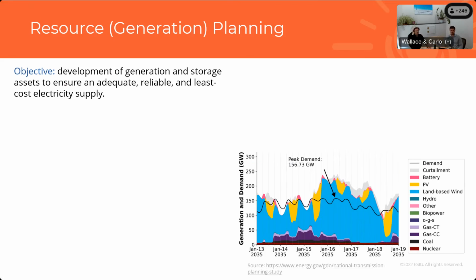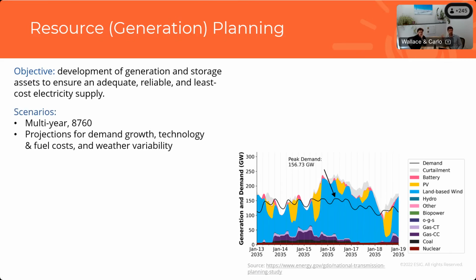So let me start telling you a little bit about my job as a resource planner at UtilityX. My objective is to plan for generation and storage development to ensure adequate, reliable, and least cost electricity supply. So my job is really to plan what is the optimal mix of resource assets of generation and storage that I need over the next 10 to 20 years to meet the needs of the system, so demand of the system, but also to meet any other goals that my company may have or that may be dictated by regulation.